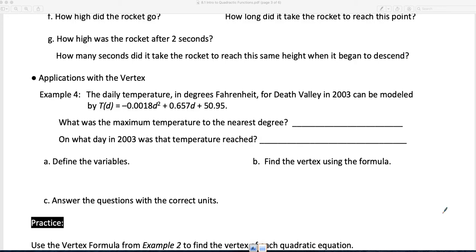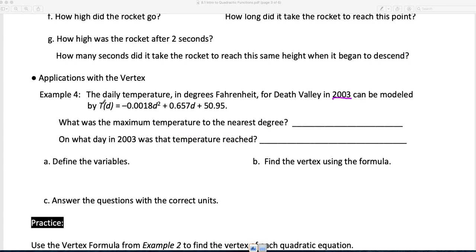And we have the daily temperature in degrees Fahrenheit in Death Valley in 2003. So this was in 2003. It can be modeled by the temperature, and it looks like D is going to be days, is equal to negative 0.0018 D squared plus 0.657 D plus 50.95. What was the maximum temperature to the nearest degree? On what day in 2003 was the temperature reached?